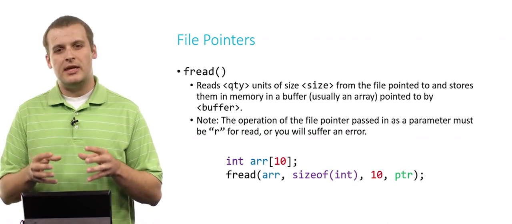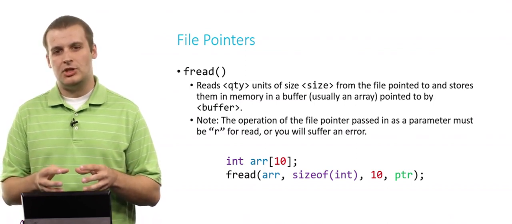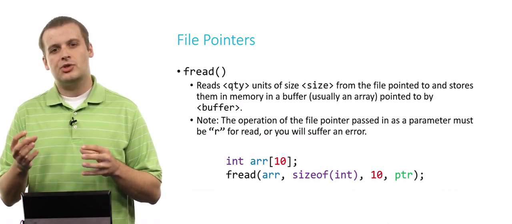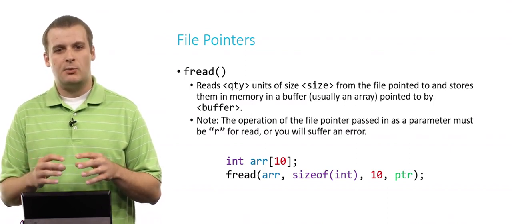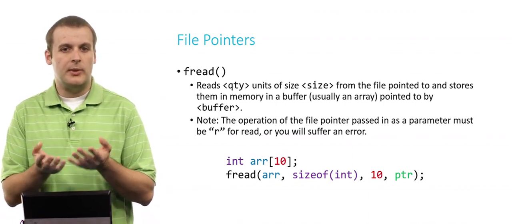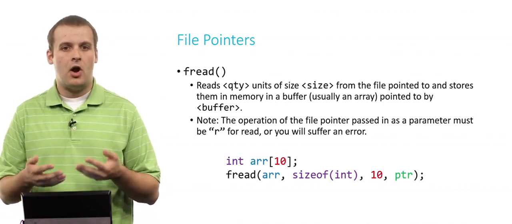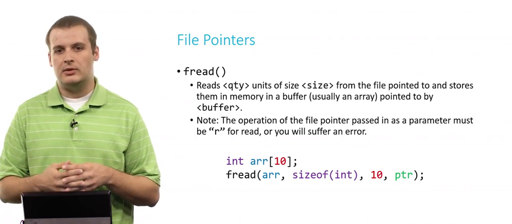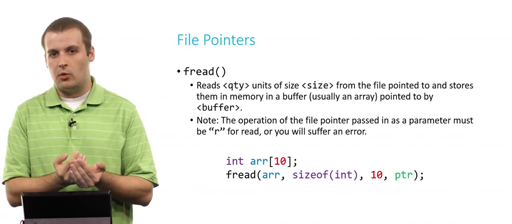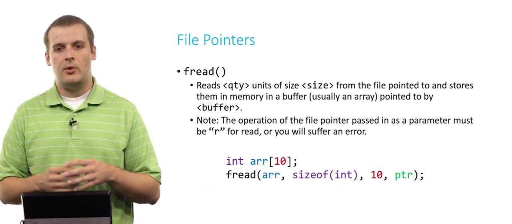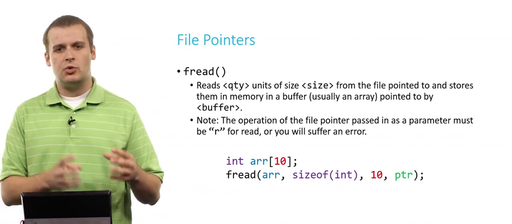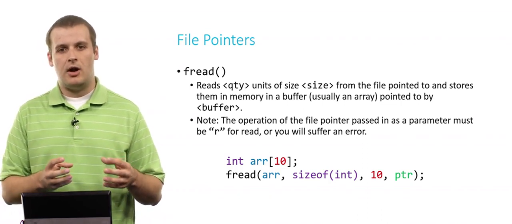So what we're doing is reading 40 bytes worth of information from the file pointed to by ptr, and we're storing those 40 bytes somewhere where we have set aside 40 bytes worth of memory. Fortunately, we've already done that by declaring arr, that array right there. That is capable of holding 10 4-byte units. So in total, it can hold 40 bytes worth of information. And we are now reading 40 bytes of information from the file, and we're storing it in arr.